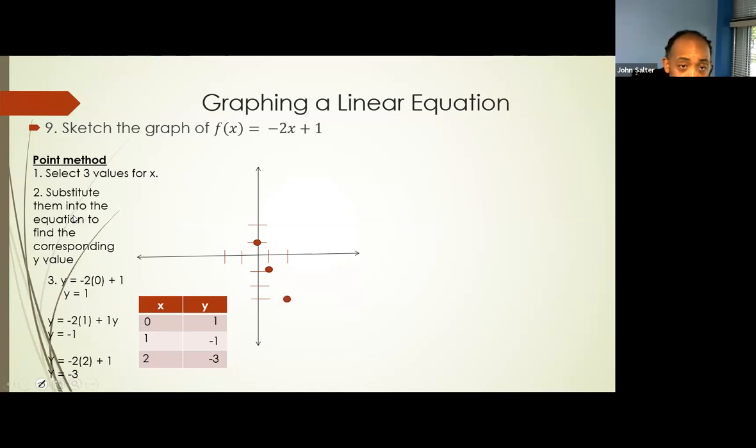This is one way of being able to sketch a graph. Get the points one at a time. And that is literally just connect the dots.